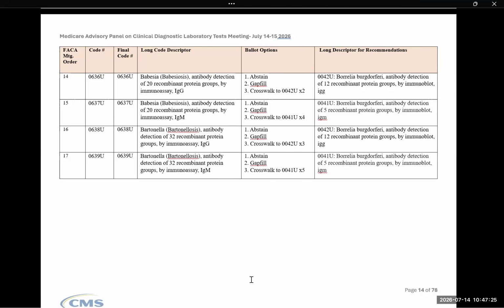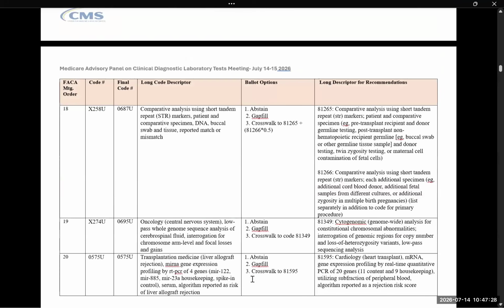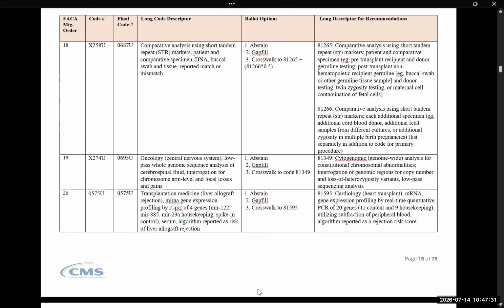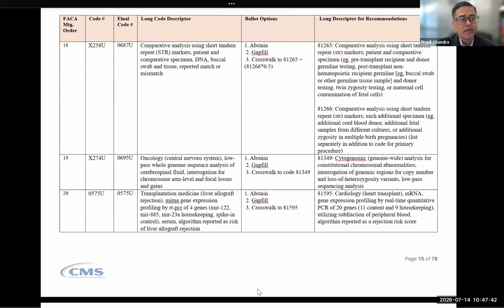All right, so we're going to switch gears back to molecular again. The next code up is previously code X258U with a final code of 0687U. And Dr. Chandra, this one's yours. Thank you. So this is a comparative analysis using STR markers, DNA-based assay. The sponsor gave a really nice presentation with their crosswalk recommendation and their rationale, which I completely agree with. And so my recommendation is to crosswalk to 81265 plus 81266 times 0.5.